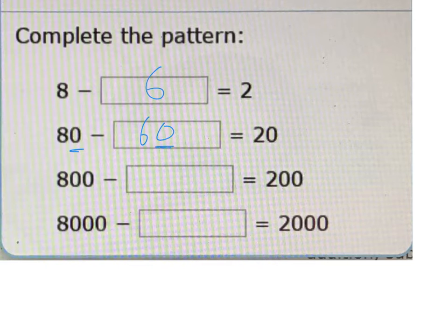Notice the similarity or the pattern related to the number of zeros. Obviously in this first one, the first line here, we don't have any zeros. Then we have 1 zero: 80 minus 60 is 20. So I hope you're picking up on the pattern. 800 minus 600 equals 200. 2 zeros, 2 zeros, 2 zeros. 8,000 minus 6,000 equals 2,000.